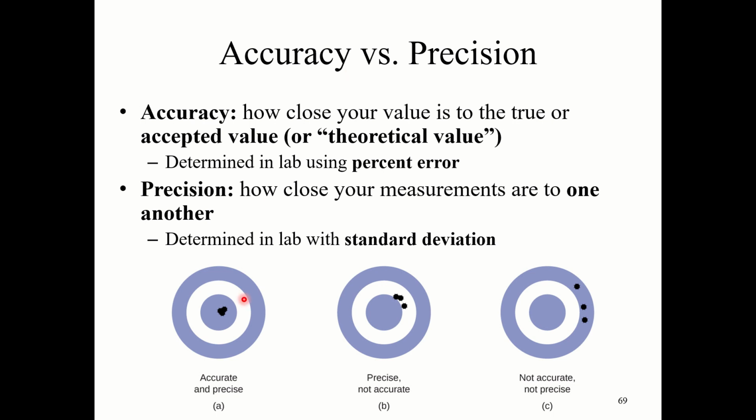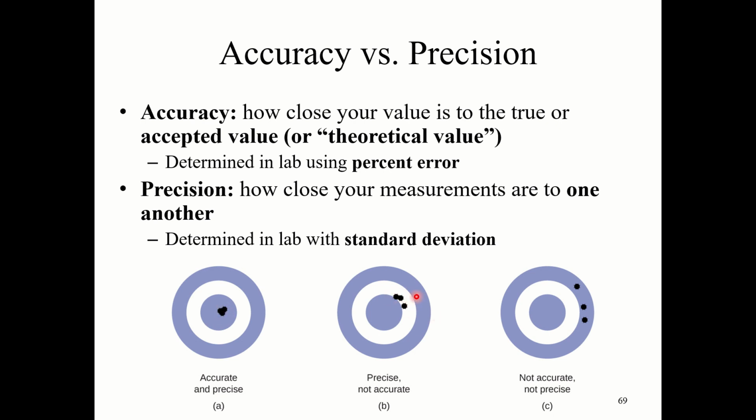So let's pretend we were at the range and we were doing some target practice. So here, if all 3 shots hit directly in the bullseye, this is both accurate and precise. All three shots were very accurate. They were close to the center, or they were close to the true or accepted value. They are also all very close to one another, so this is very precise.